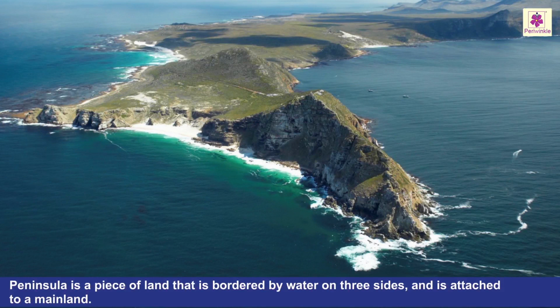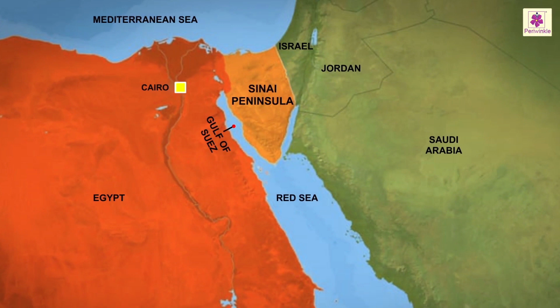Peninsula is a piece of land that is almost entirely bordered by water on three sides and is attached to a mainland. Look, this is Sinai Peninsula. It is located in Egypt.